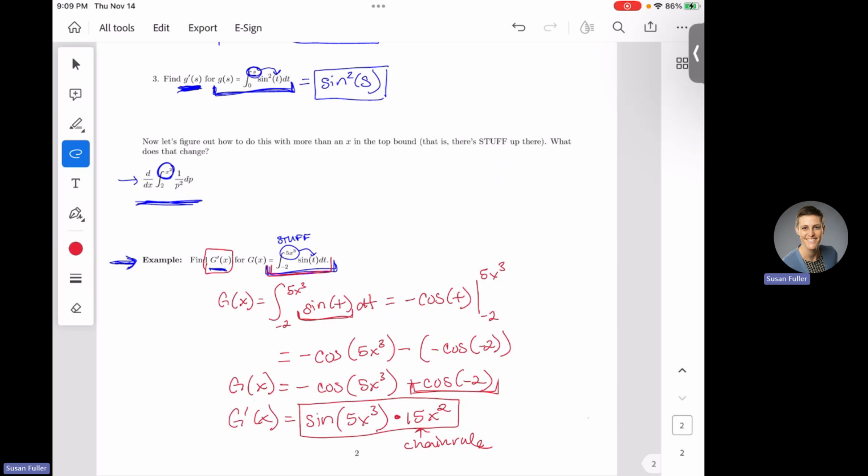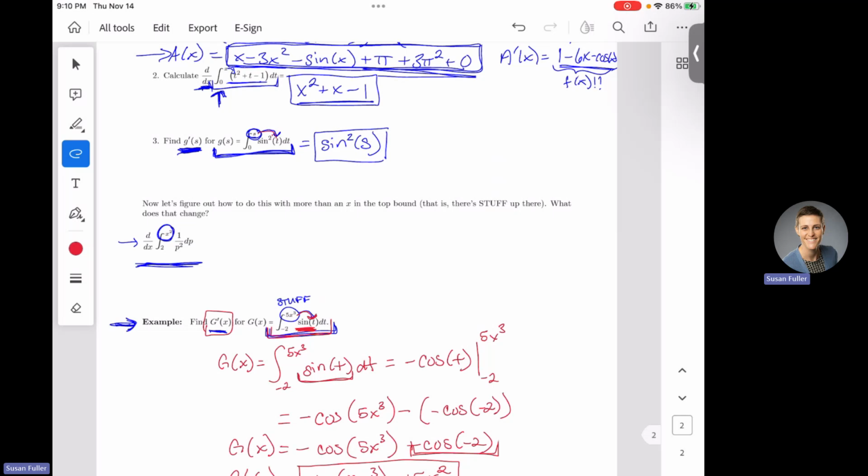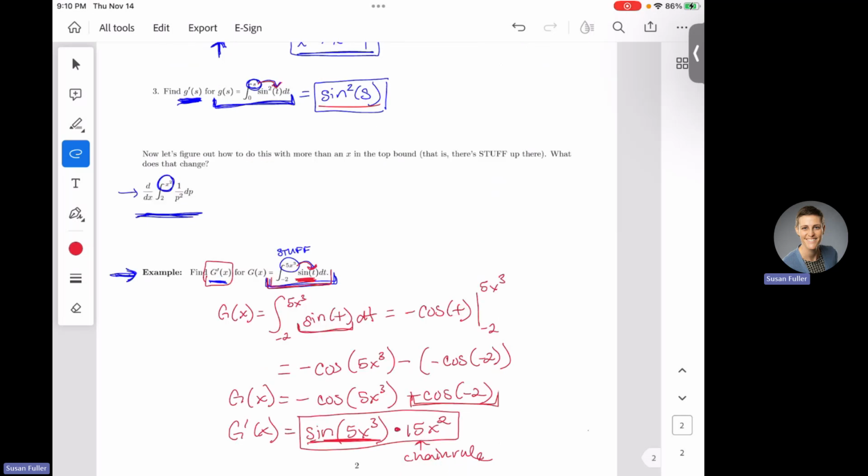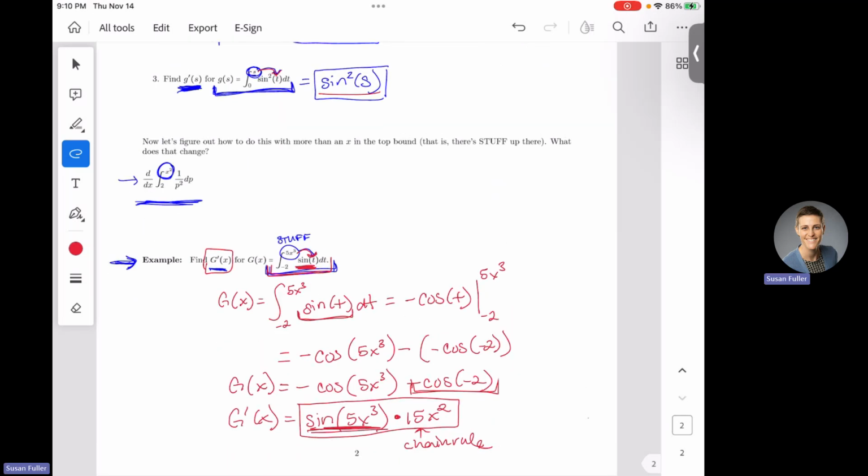Now, let's try to come up with a formula here. So notice I still end up back at the function that I started with. I still end up back at the sine of my stuff, right? With this bound plugged in just like normal, right? Up here, we took this bound and we plugged it in, and that's where we ended up. But we didn't end up just with this. We ended up with the sine of my stuff plugged in times 15x squared, the derivative of my stuff.